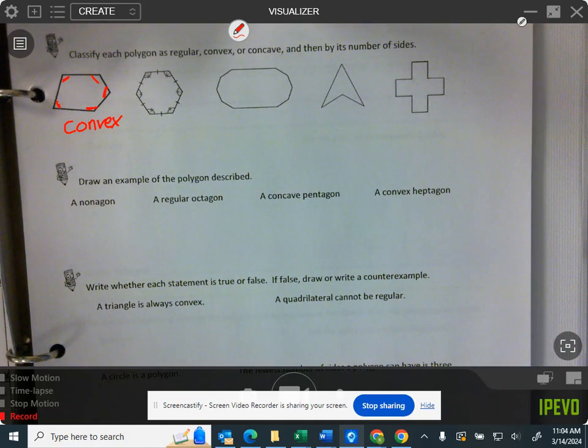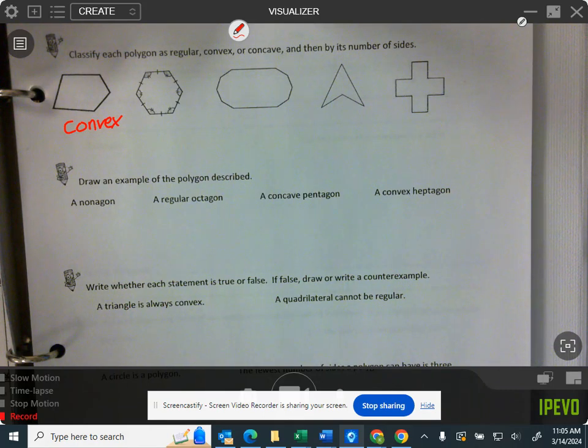Nothing has caved in. We can also see that nothing is saying that they are congruent. They are not equal, so it can't be regular. You can't just look at it and say it looks to be the same. It has to actually tell us by the arcs or the notches that things are congruent. So we know it's convex.